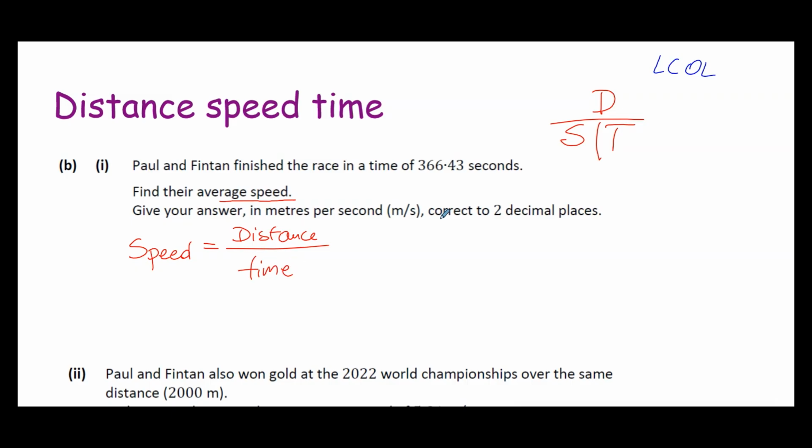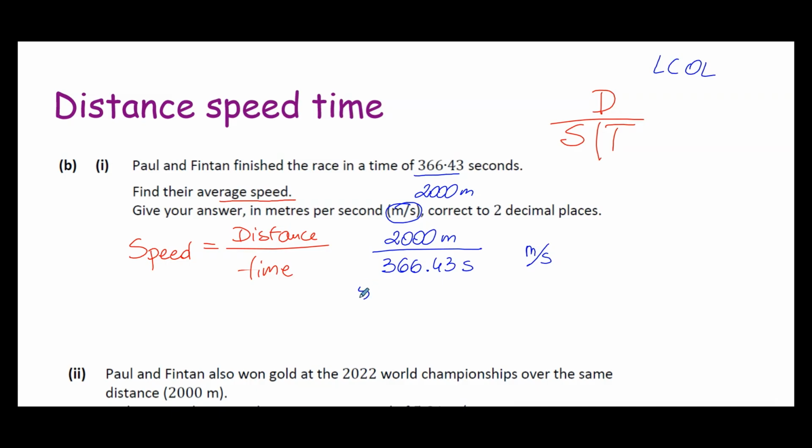Now, it's part B of a question. I know we don't have distance given in this particular part. We are mentioned the time. Now, the race, we are told at the beginning of the question, was 2,000 meters. One thing you have to be careful with in the distance, speed, and time formula is that you have to watch the measurement. So distance is what? 2,000 meters, and the time we are told is 366.43 seconds. So the outcome of that calculation, the measurement, will be meters per second, and that's what we have to give them. So that's fine. We don't have to change anything.